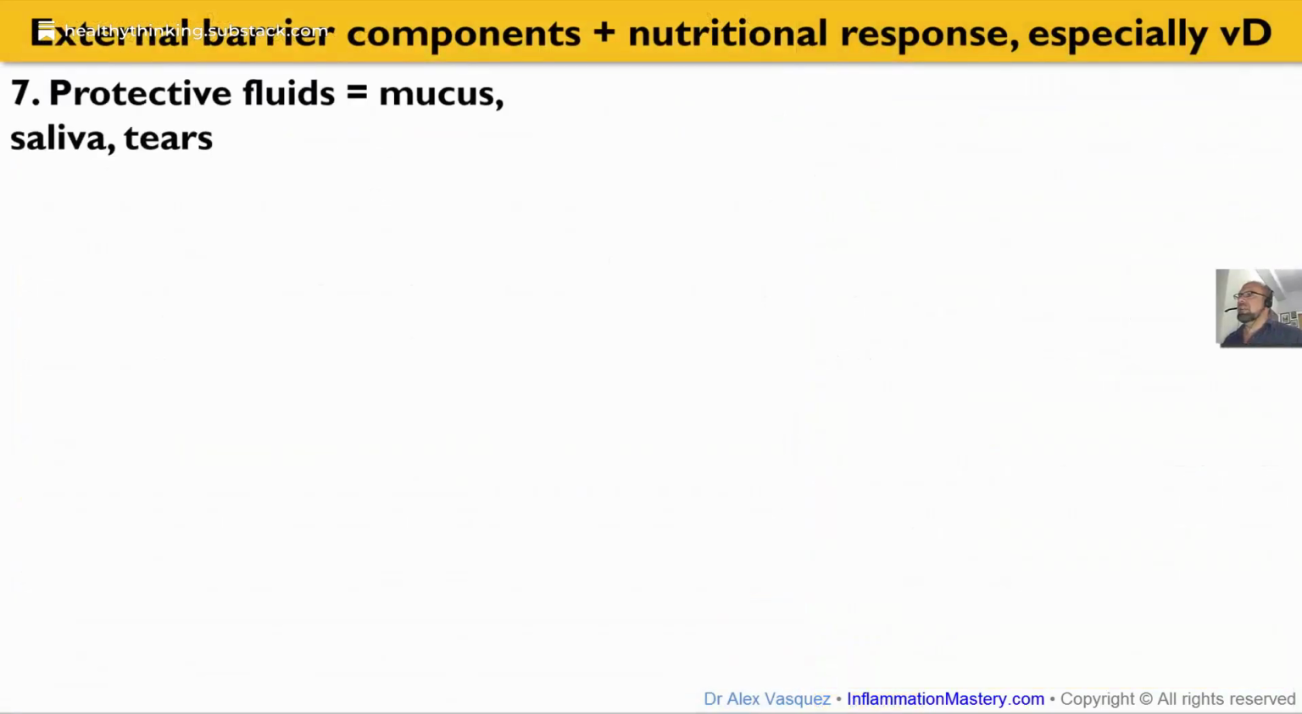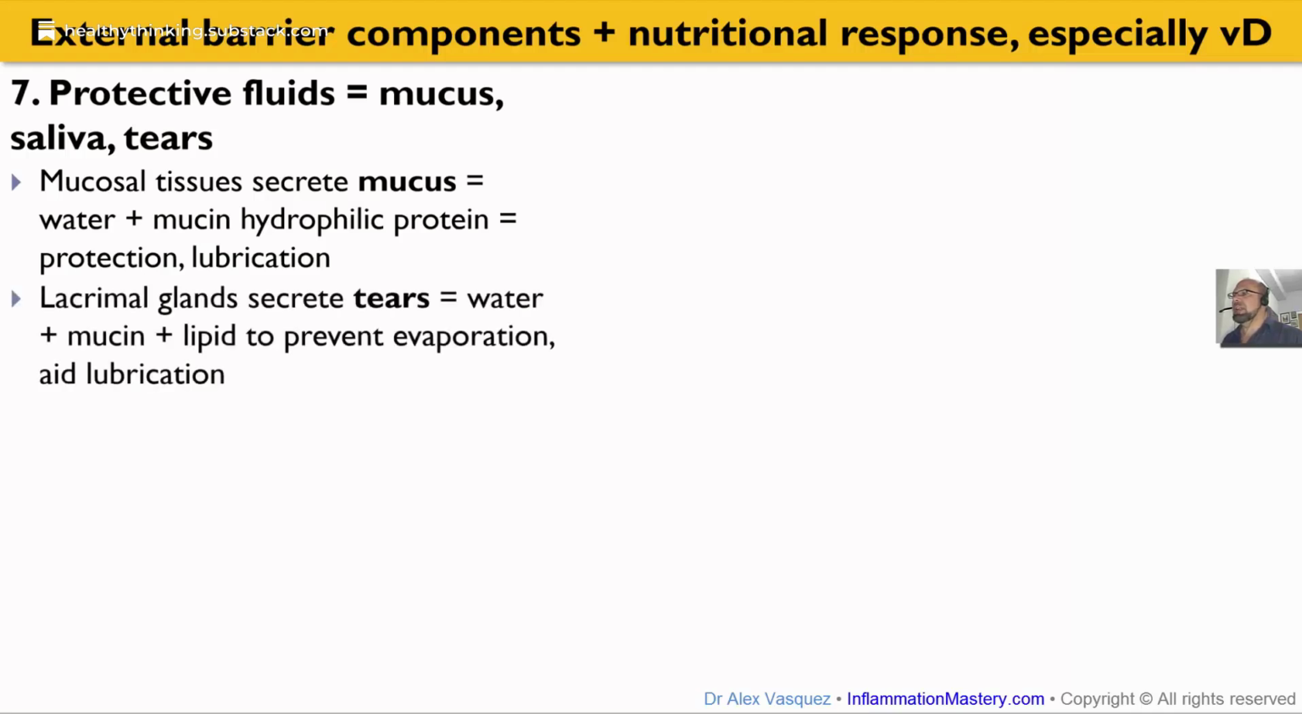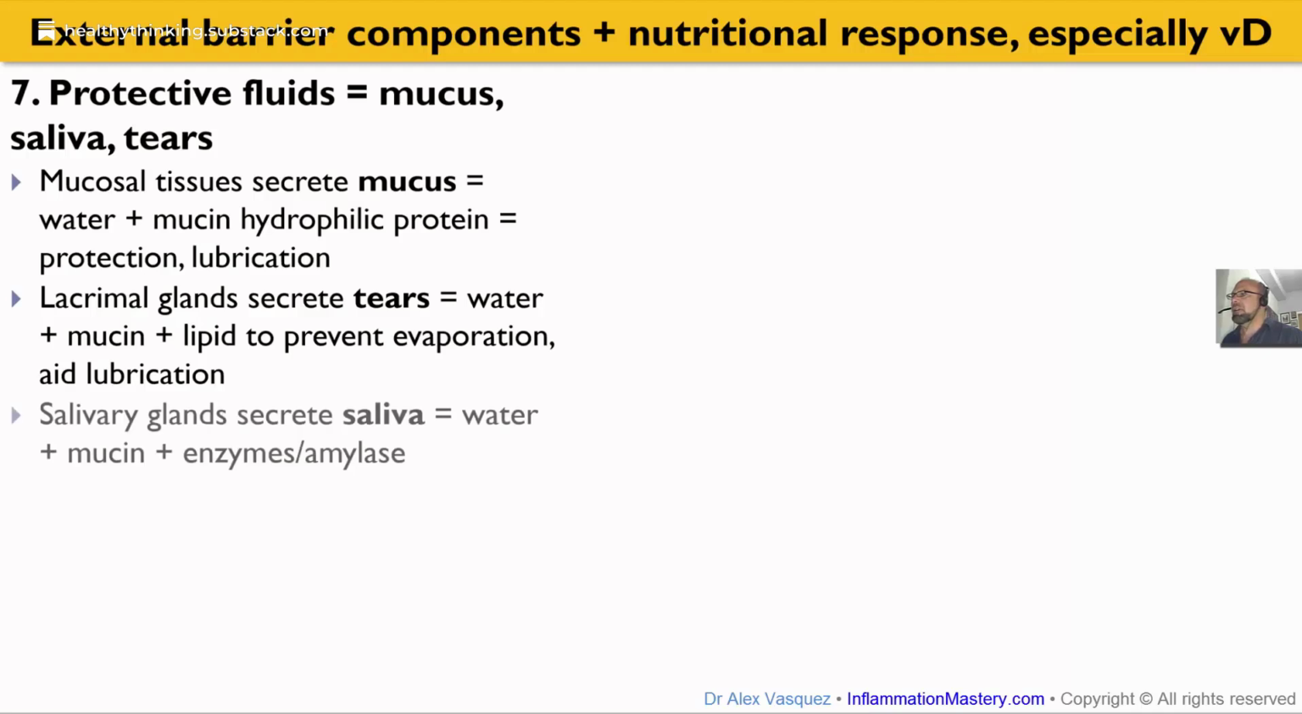Now let's talk about part 7 of these external barrier components. We're talking about protective fluids, including mucus, saliva, and tears. Mucosal tissues secrete mucus, which is a combination of water, the mucin hydrophilic protein, which provides protection and lubrication. Lacrimal glands secrete tears. This is a combination of water, mucin, and lipid, which prevents evaporation and aids in lubrication.